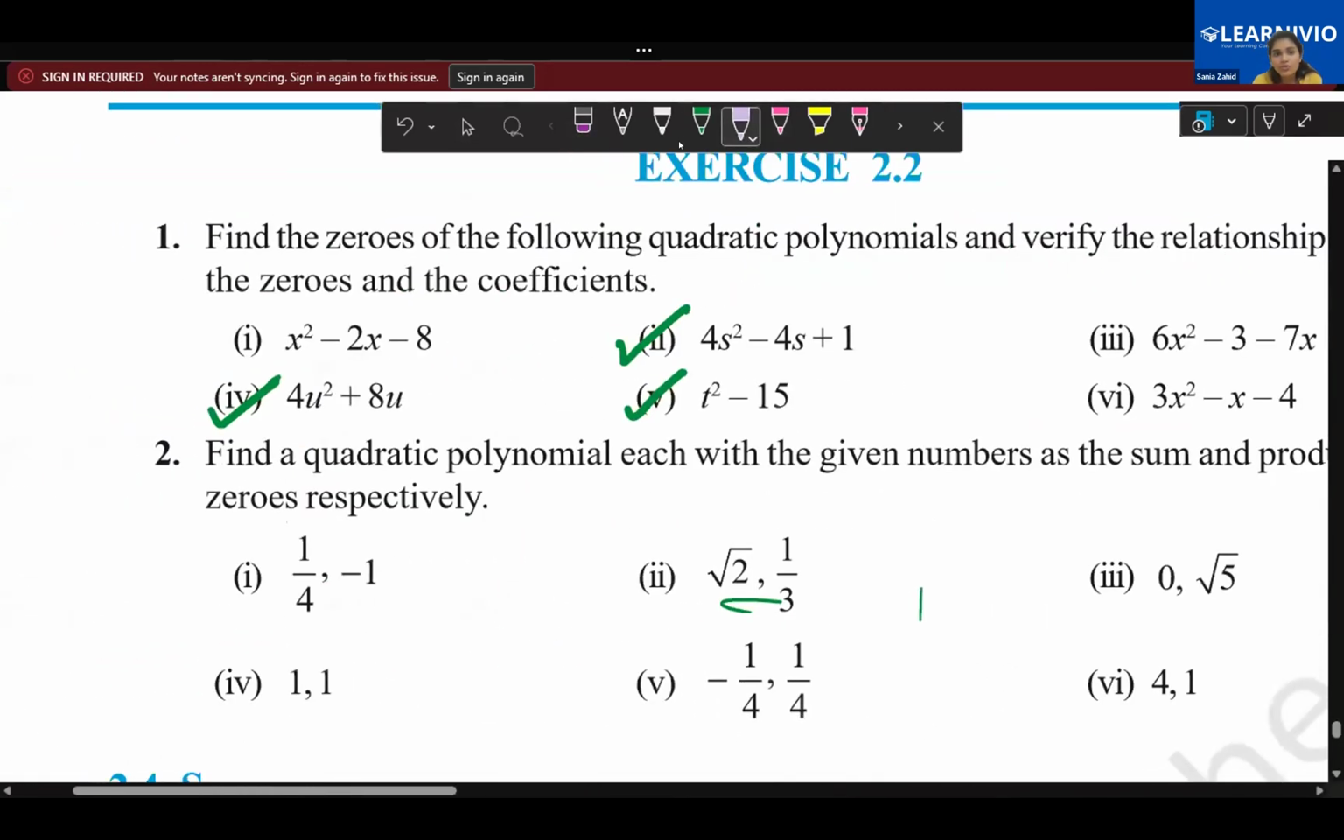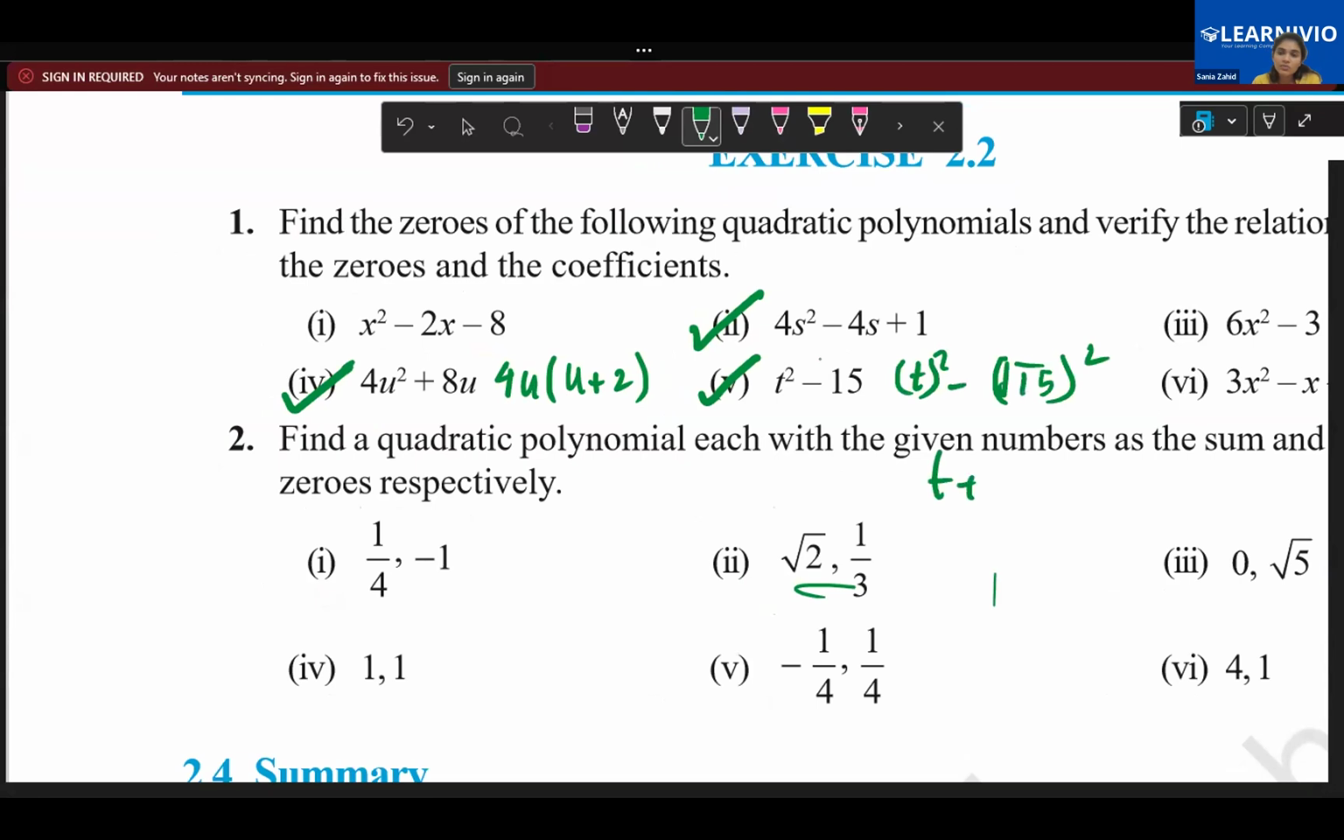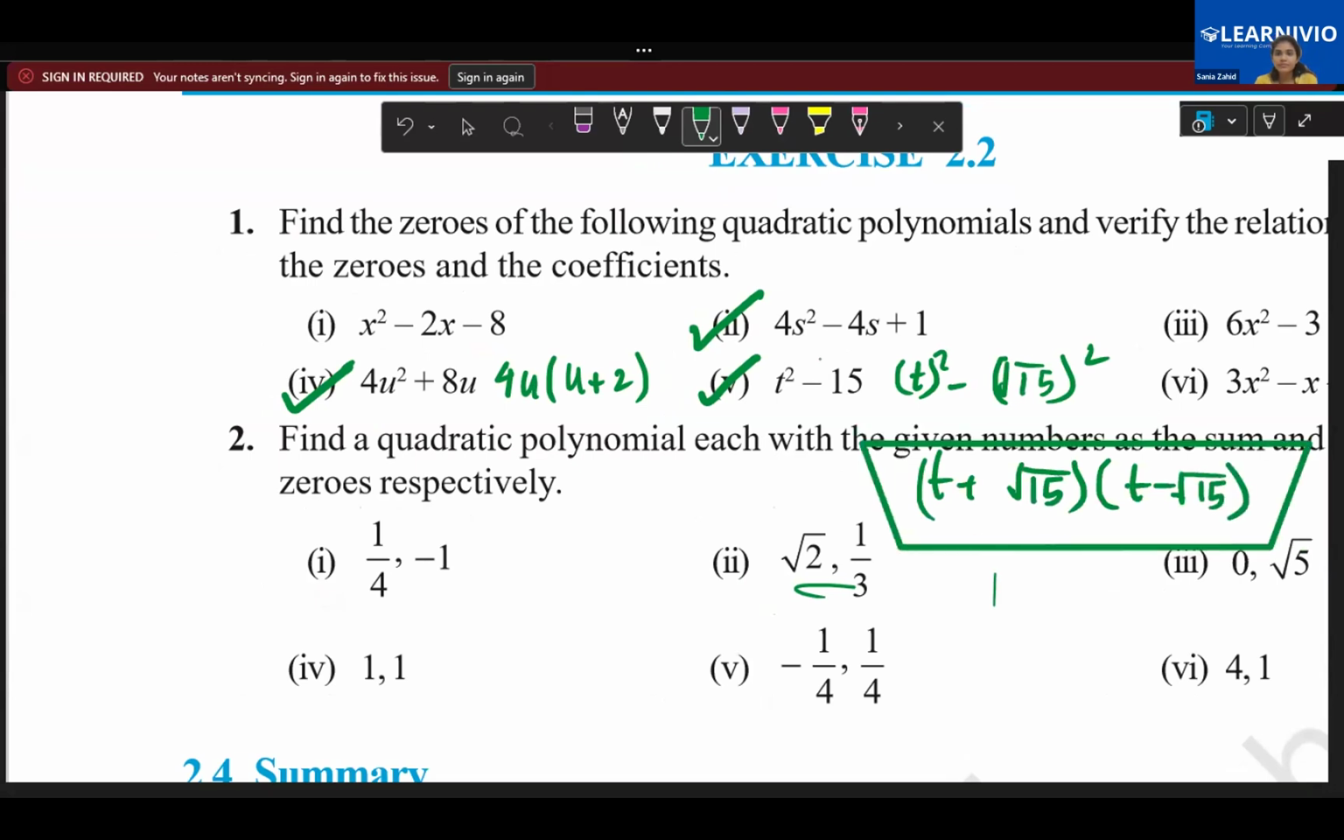Next is 4u square plus 8u. So children, this I can directly take common. 4u comes out to be common. In the bracket you have u plus 2. So my factors are 4u and u plus 2. Over here it goes by t square minus root 15 square. So my factors are t plus root 15 and then t minus root 15. Right? Yes, ma'am.